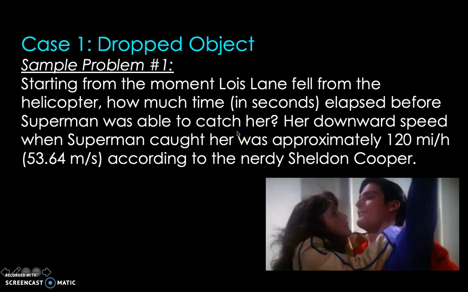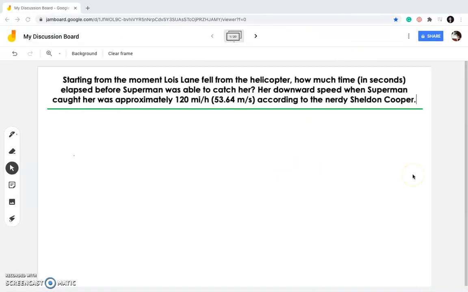Now, the question that I constructed for this particular Big Bang Theory scene is: how much time in seconds elapsed before Superman was able to catch her? From there, we're going to go as nerdy as Sheldon because we're going to figure out something numerical out of this Superman scene. The first thing that we have to do is just the usual problem-solving steps. We're going to list down all the given variables in the problem as well as the RTF, or required to find, and the missing variable, or MV.